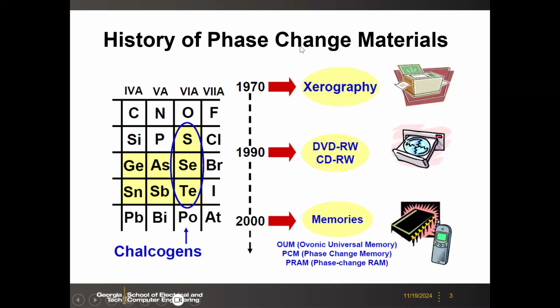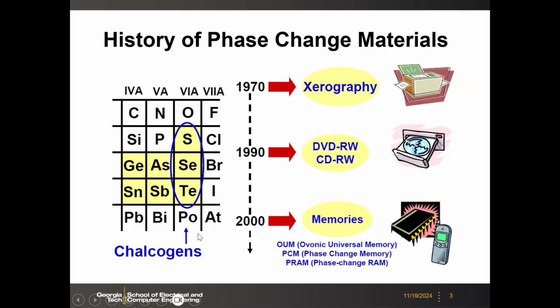Typically, the phase change material is made of chalcogenide material. A chalcogen is an element in group 6, except oxygen. So the rest of this group is called the chalcogens, and a compound of them is called a chalcogenide.